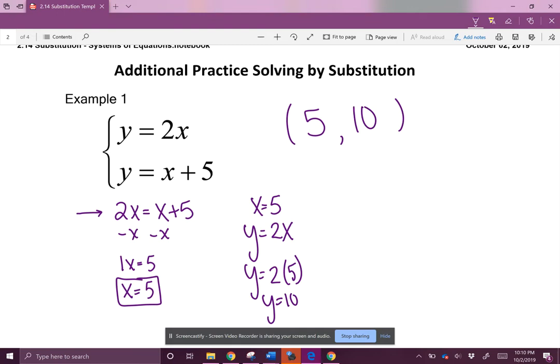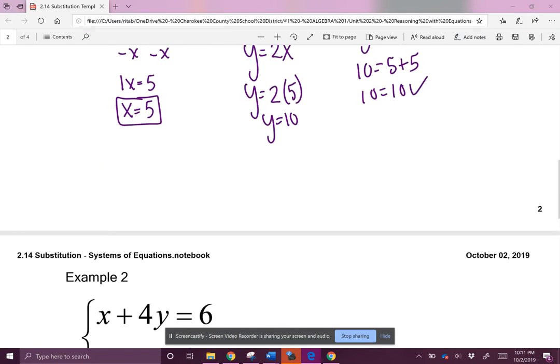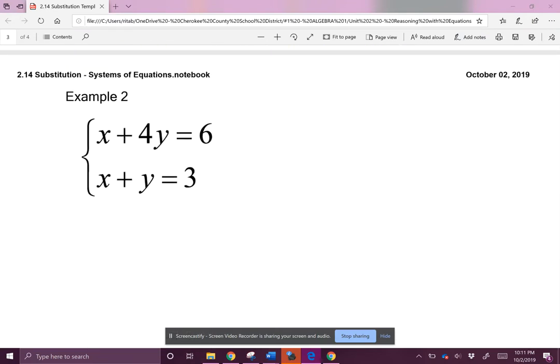Just to make sure that's correct, I can check it with the second equation. If I check with x plus 5, y is 10, x is 5, 10 equals 5 plus 5. That's a true statement. So I know that's my solution. So again, when you have two equations equaling the same variable, like how these two equations equal y, using substitution is a good idea. Let's go ahead and look at our second example.